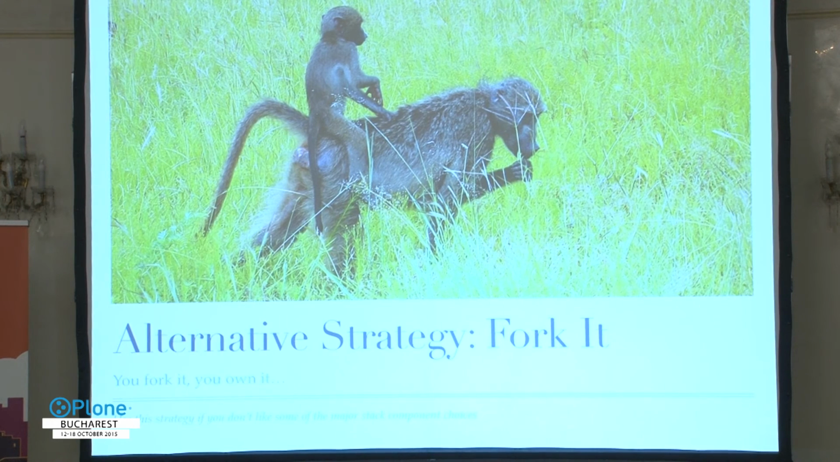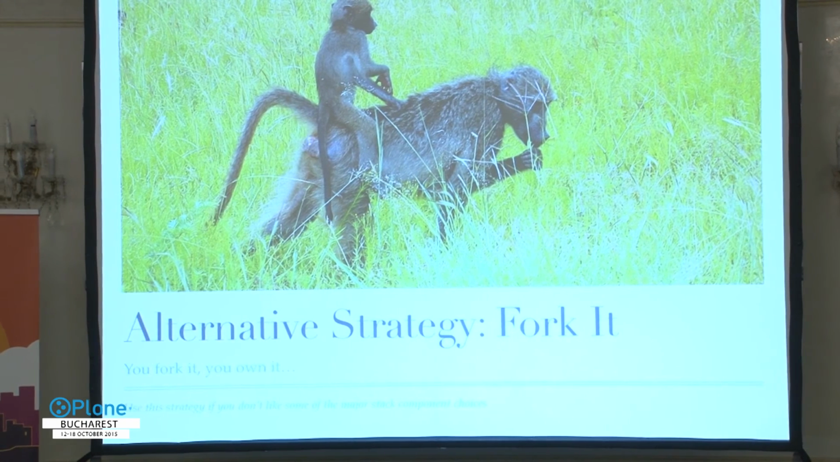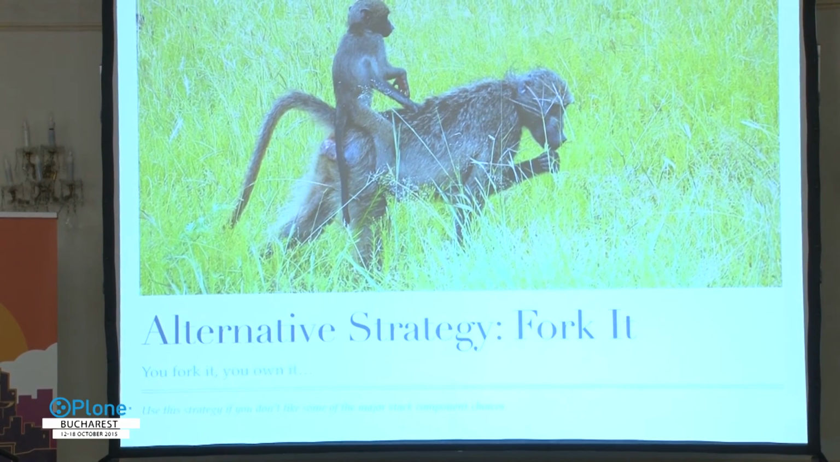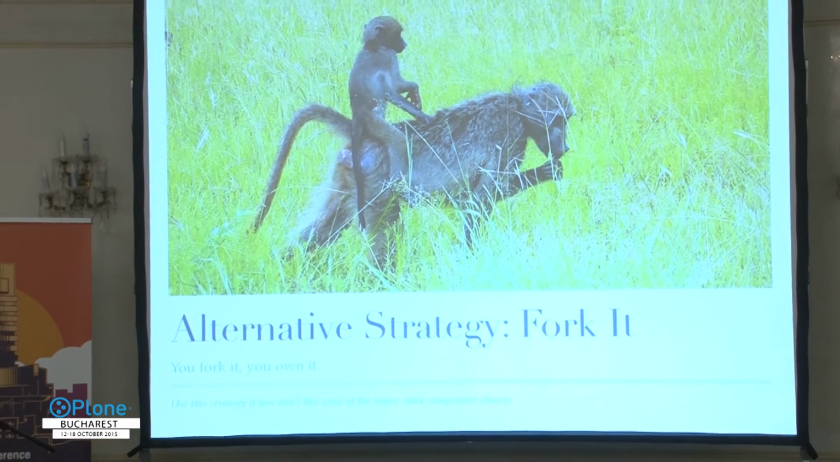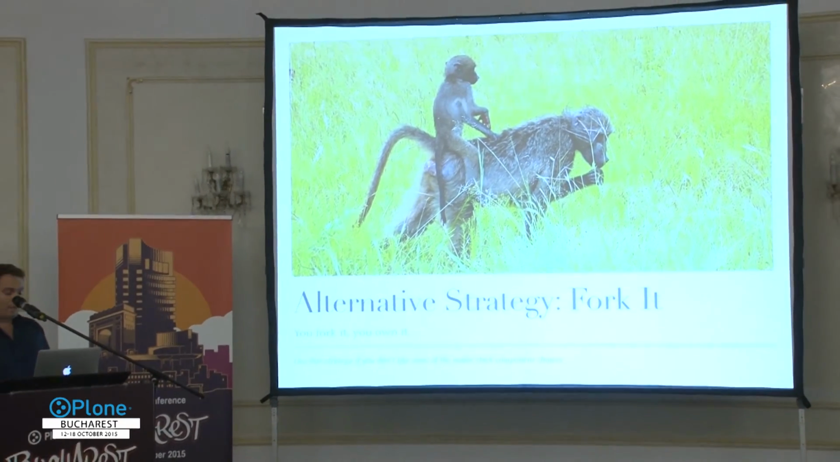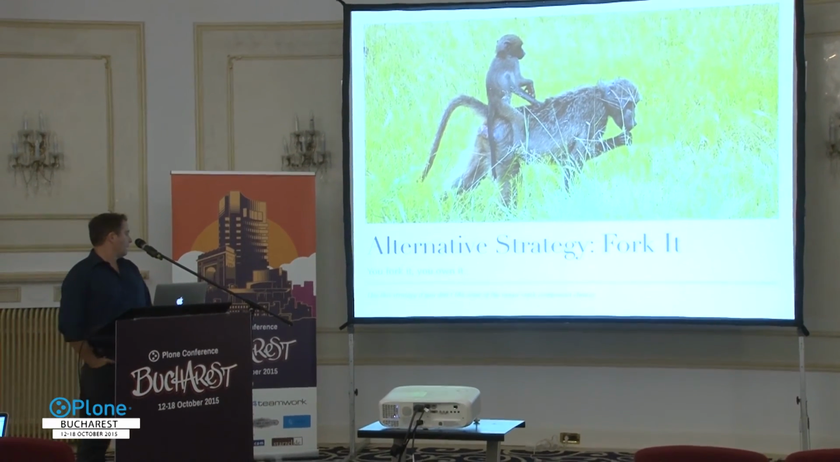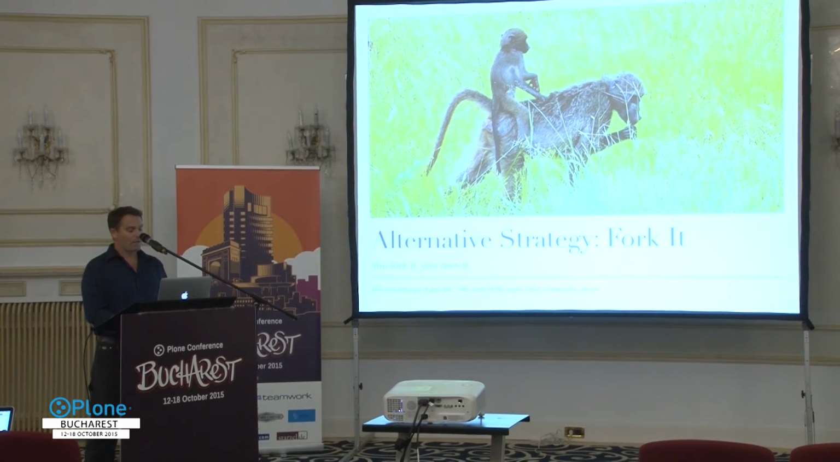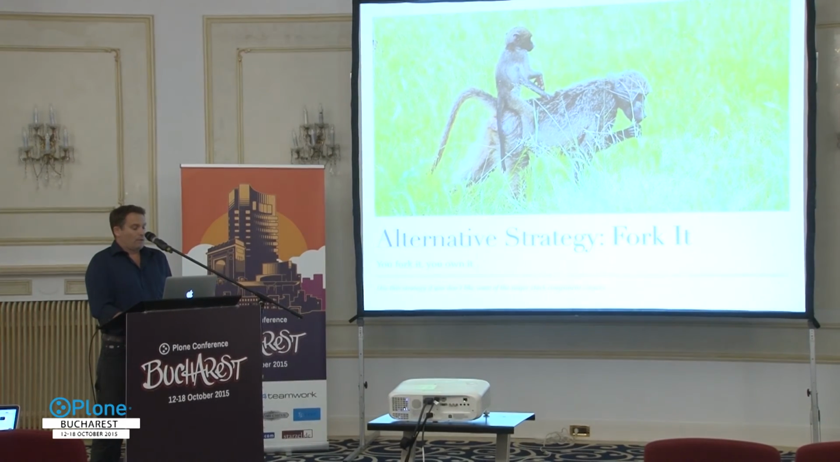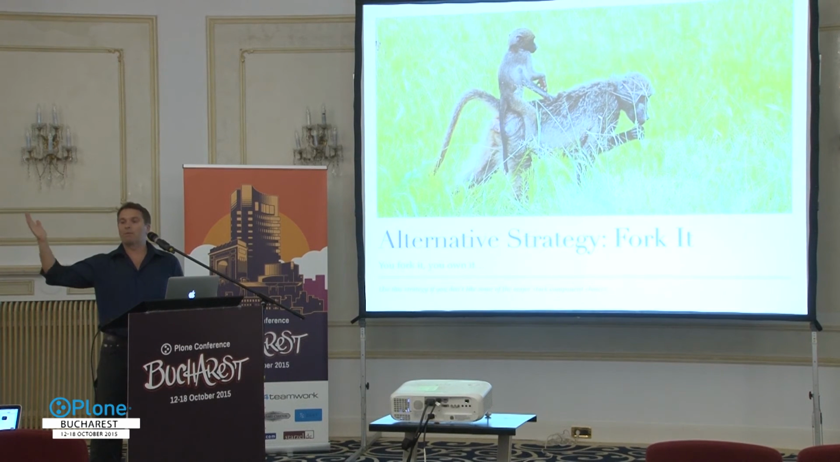Another strategy is to fork it. So you can fork the playbook from GitHub, and then you own it. It's yours. You would use it if you don't like some of the major stack component choices. You can then import it into your own Bitbucket account, for example, and go from there.